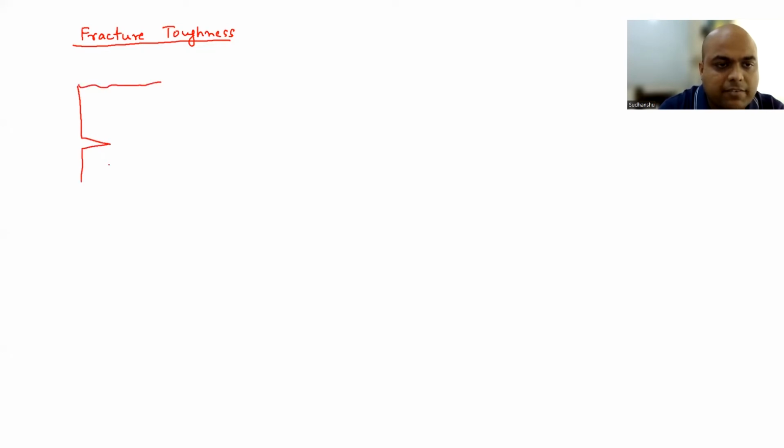So we will talk about fracture toughness. Now suppose I have a plate and the crack is there. Let's talk about, say, a SENT plate just for understanding. Suppose the crack length was A1 and it was under an applied stress of, say, sigma. Now due to some circumstances, suppose the crack length increases from A1 to A2.